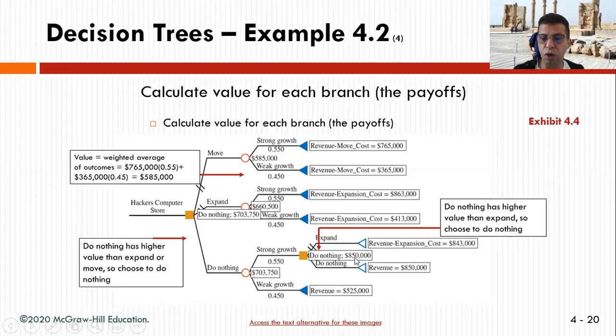And here, what do you have? You have 850, which is you choose this one over this one, and you multiply it by 55%. And then you have 525 with a weak growth, and you multiply it, and you add them, you end up with 703,000. Now, if you compare the three numbers, the value of 585 versus 660 and 703, it's clearly 703 is your best value you're going to get.